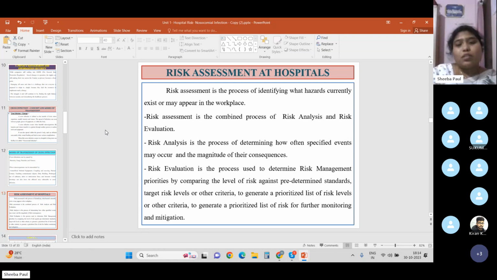And then risk analysis is the process of determining how often specified events may occur and the magnitude of the consequences. Risk analysis is also a process wherein it's about knowing that risk is there, to which extent it will come, and what will be the consequence of it. Okay, and then risk evaluation is the process used to determine risk management priorities by comparing the level of risk against predetermined standards, target risk levels, or other criteria, to generate a prioritized list of risks for further monitoring and mitigation. So in a nutshell, risk assessment at a hospital means risk analysis and risk evaluation.